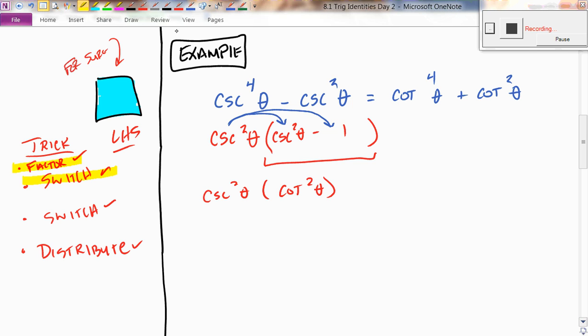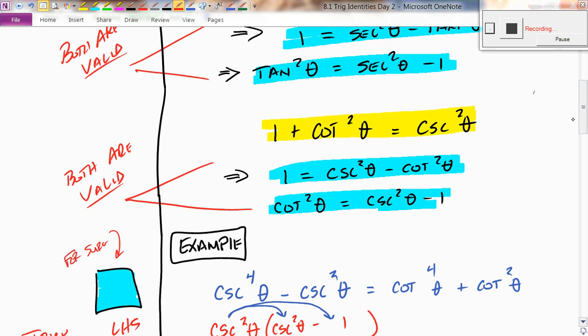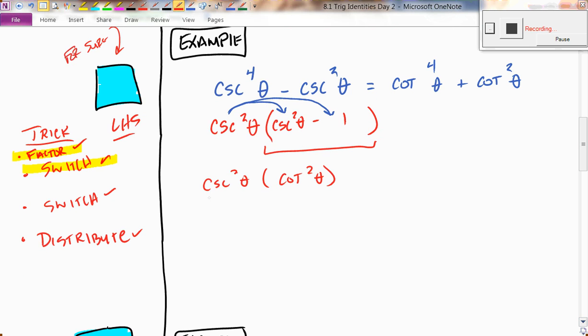Look at the other one. Cosecant squared, what is that going to be? We just wrote it down up at the top. Yes, cosecant squared is equal to 1 plus cotangent squared. It's that Pythagorean identity. So this part can be 1 plus cotangent squared theta, times cotangent squared theta. And of course, all this still equals the right-hand side.